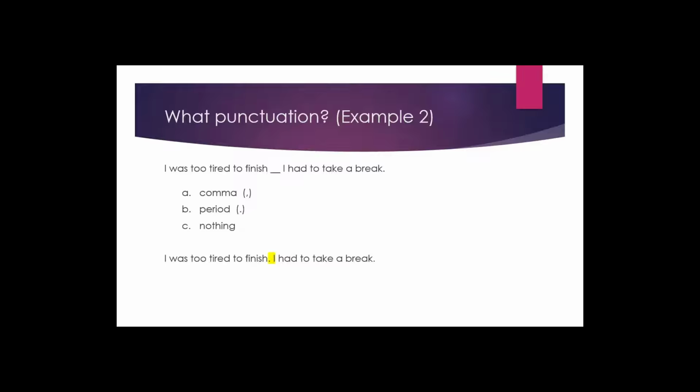For this one, we would want a period, similar to the other example we saw. I was too tired to finish, period. I had to take a break. Since these are two separate sentences with two separate ideas, we would want correct punctuation, for example, a period between these. We wouldn't be able to put a comma unless we also added a conjunction. For example, I was too tired to finish, comma, so I had to take a break.